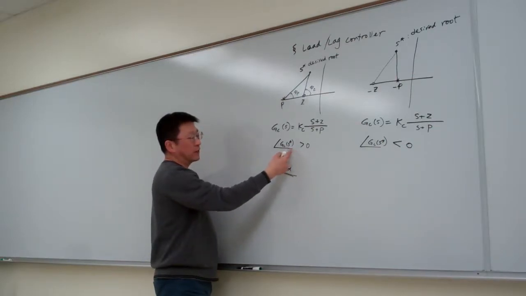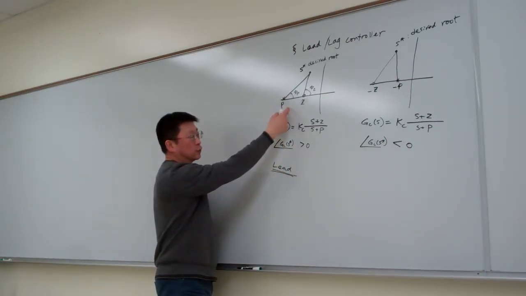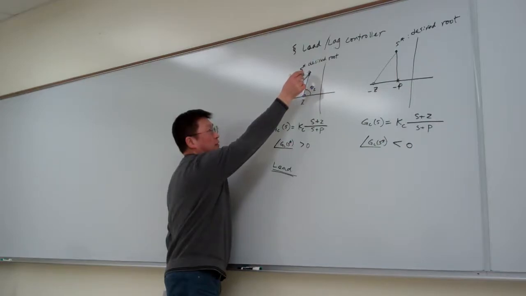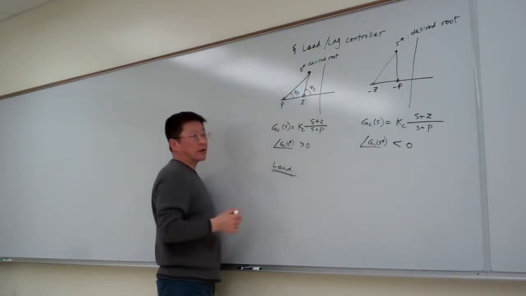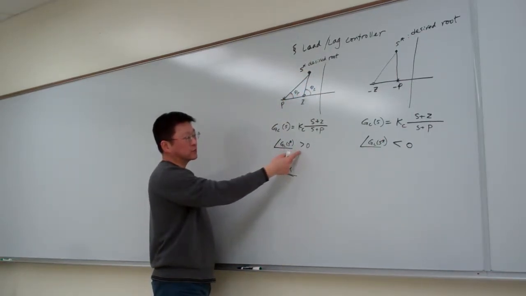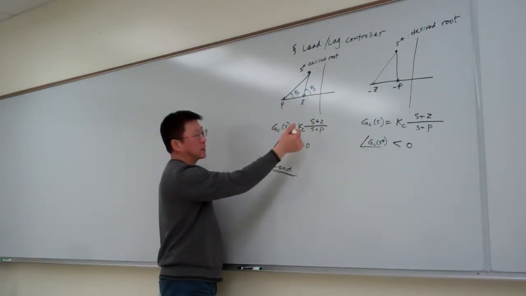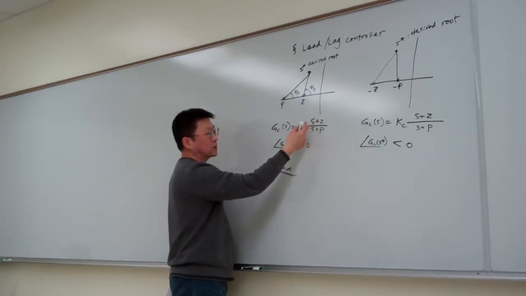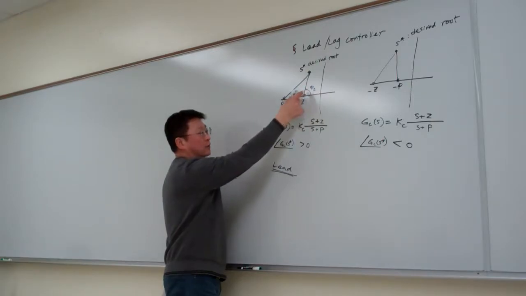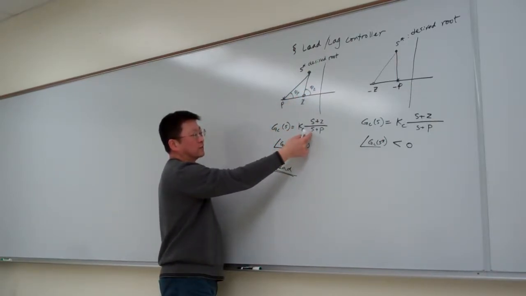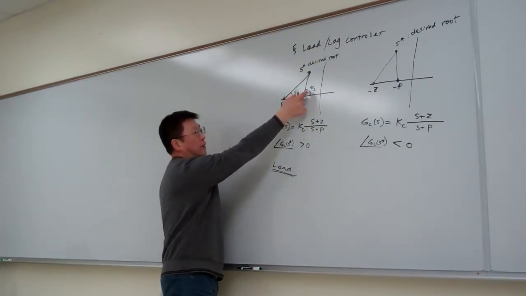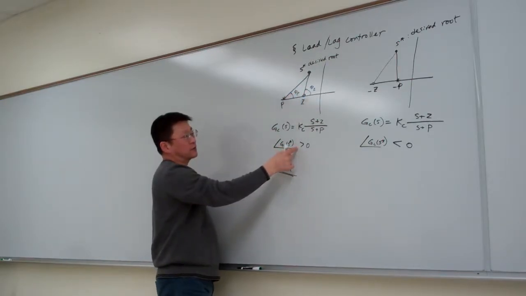That means the phase angle of the controller, measured from the desired location, is positive. From here you can say the phase angle is the phase angle of the numerator, which is this angle, minus the phase angle of the denominator, which is this one. So the bigger one minus this one is positive.